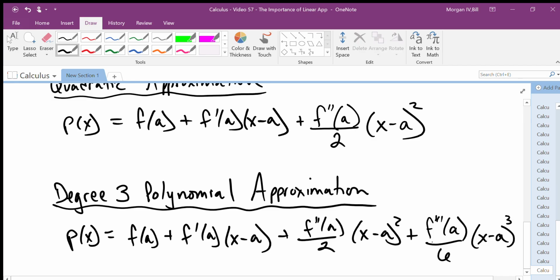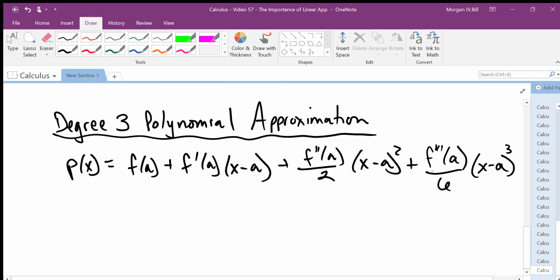And at this point you might be thinking, well, a couple things. Where did the 6 come from? But you also might be thinking, we could keep going. We could get a degree 4 polynomial approximation, degree 5, degree 6, degree 7, and one would think that the higher order polynomials would be a better approximation. It allows for more curvature than just a line does. Right? That's the idea of a Taylor polynomial, that we could continue doing this and have degree 5, degree 6, degree 7, degree 42 polynomials as an approximation for a function.